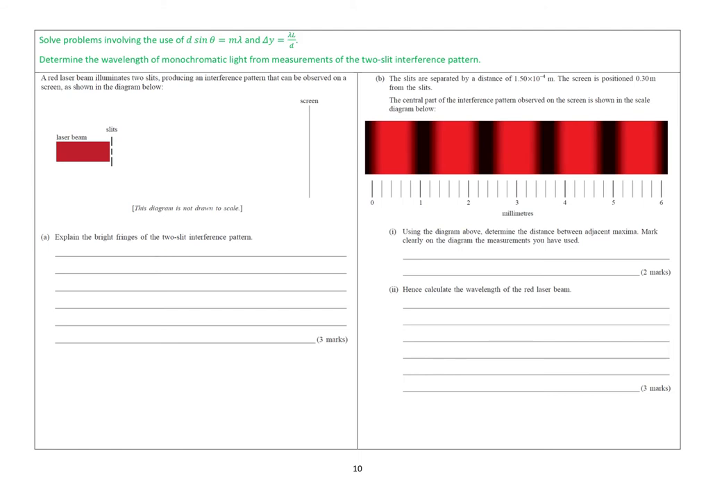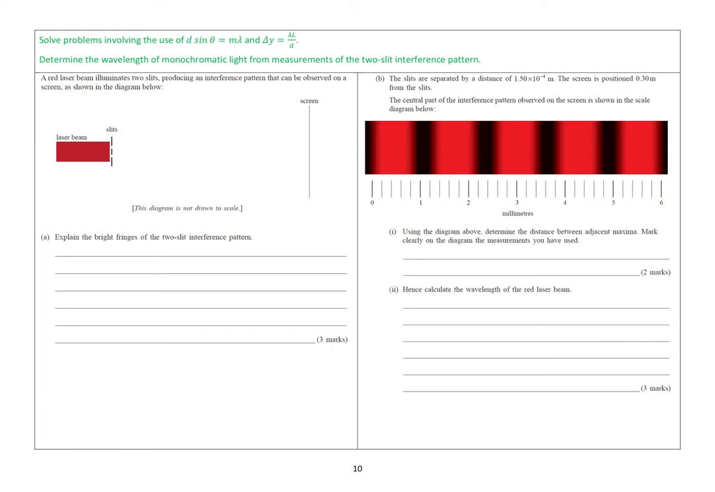So the next thing, as I said I'd do before, we'll go through a question on this. The next thing in the subject outline is: solve problems involving the use of d sin theta equals m lambda and delta y equals lambda L over d. Determine the wavelength of monochromatic light from measurements of two-slit interference patterns. So this question is an old exam question that covers these things really well. We've got our laser beam, so that's going to give us coherent light. It's going through two slits, and there's a screen. And it says explain the bright fringes of the two-slit interference pattern.